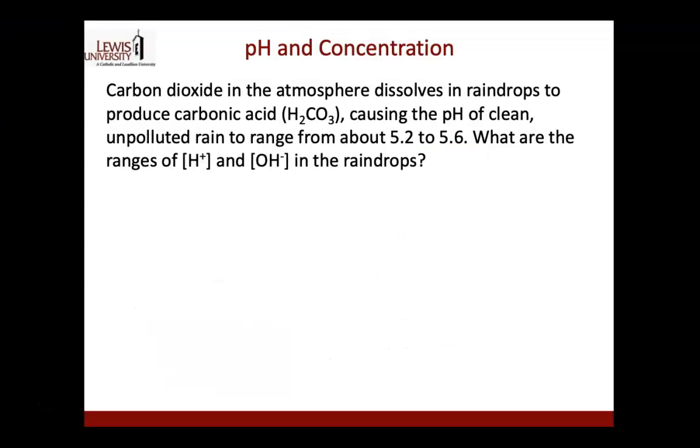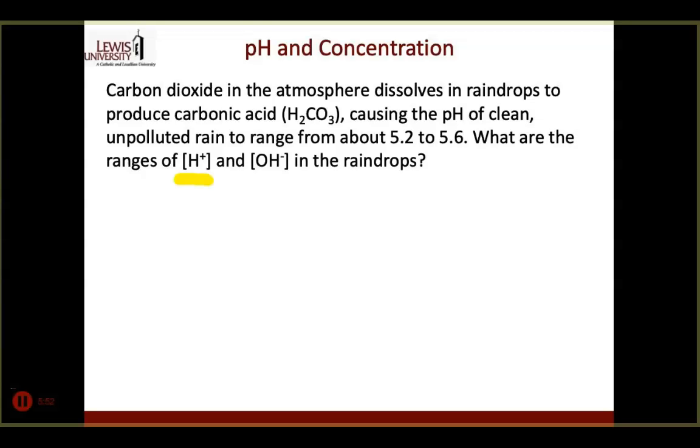All right, let's go to the next problem. This was a problem about carbon dioxide dissolving in water. If we were to measure the pH of a raindrop, and we saw that it was acidic, we would have acid rain. And this could be from carbonic acid dissolving into water to lower the pH. And so the question is, what's the concentration of H plus and OH minus if our pH values range from 5.2 to 5.6? Well, let's start with a pH of 5.2.